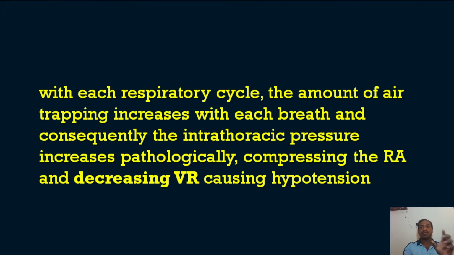I repeat, with each respiratory cycle, with high PEEP the amount of air trapped inside will be more, and as a result the intrathoracic pressure will increase pathologically and compress the right atrium, and as a result there will be decreased venous return, which causes hypotension. So it's clear for you. Moving on to the next question.